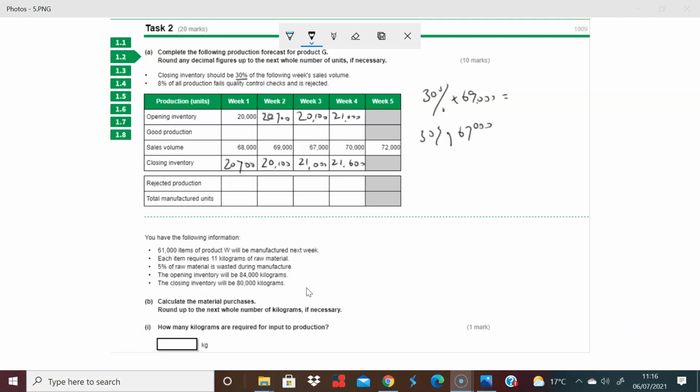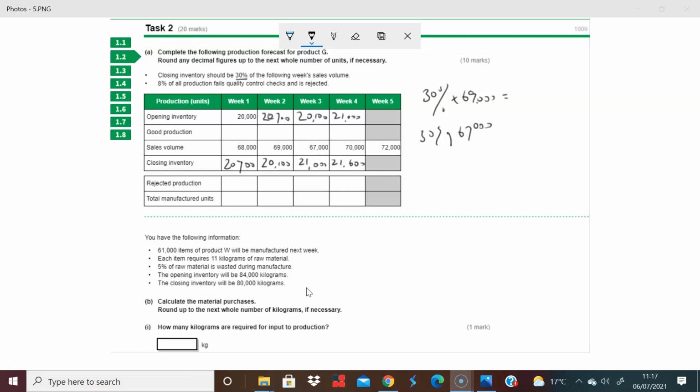Right, and the question does say to us that 8% of all production will fail quality control checks. So what we actually produce will be more than the good production, because we need to account for these 8%. But let's just first of all look at what the perfect production would be, what we really need to produce in order to get these volumes without any errors, and then we'll adjust for the errors. And so here the argument is you need to push out 68,000.